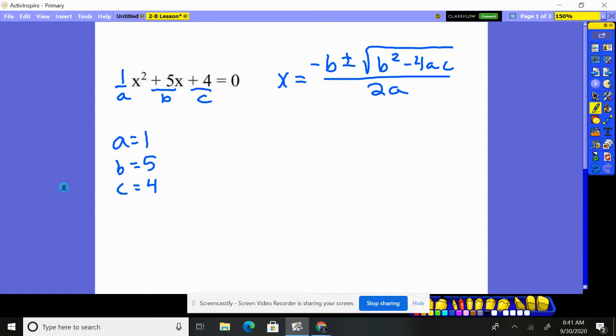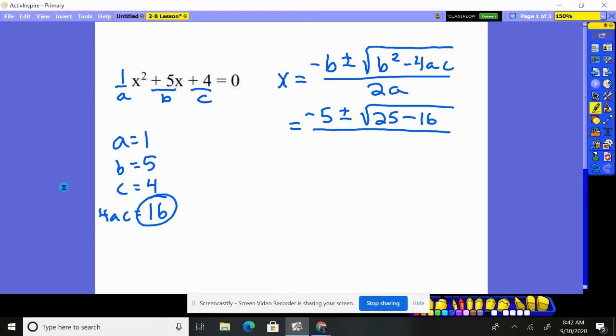Now, I always have you go ahead and do this 4ac piece. I have you calculate 4 times a times c. 4 times a, which is 1, times c, which is 4, gives me 16. So let's see what we get here. If we fill in our values, the opposite of b, b is 5, so I'll get negative 5 plus or minus, because we're going to add this and then subtract because there are 2 solutions here. B squared, 5 squared, is 25, minus, I've already calculated 4ac right here, 16. So I put 16. That's why I have you do it to the side. 2a, 2 times 1, 2.